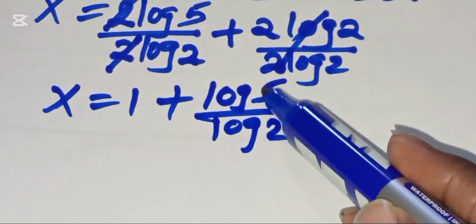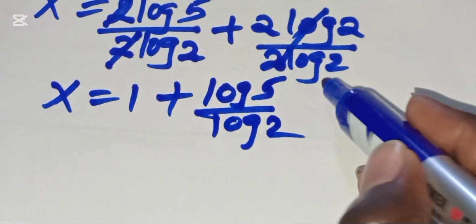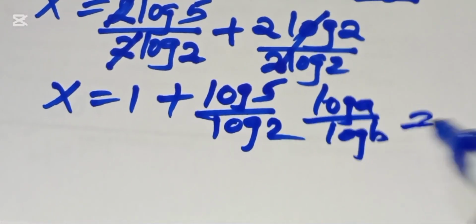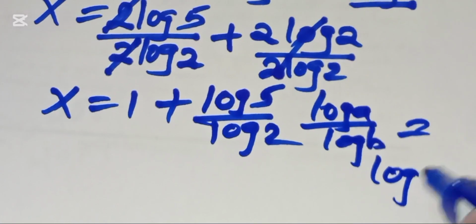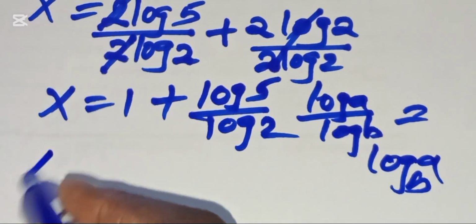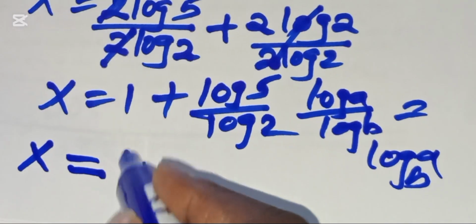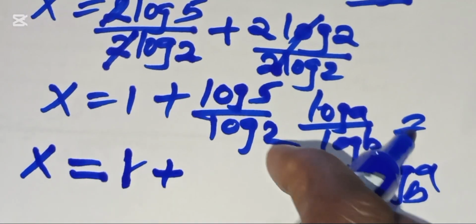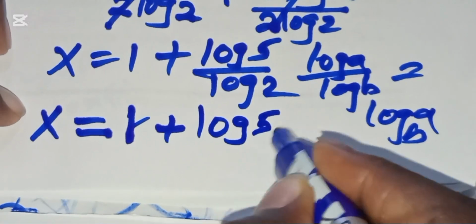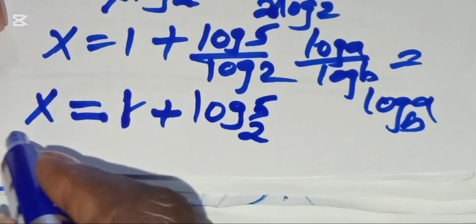Now log 5 divided by log 2 is in the form of log a divided by log b, which you can express as log a to base b. So let's apply this property. We'll have x is equal to 1 plus log 5 to base 2. So this is the value of x.